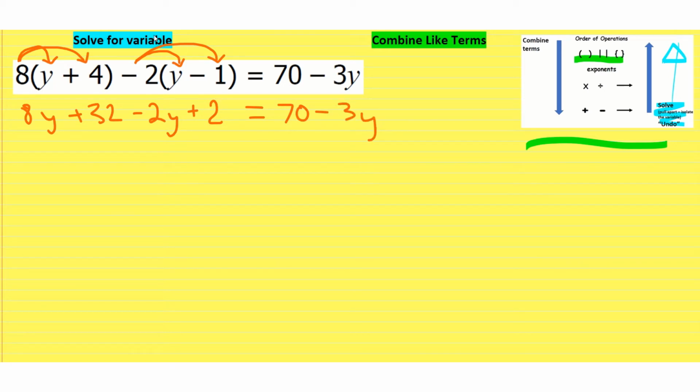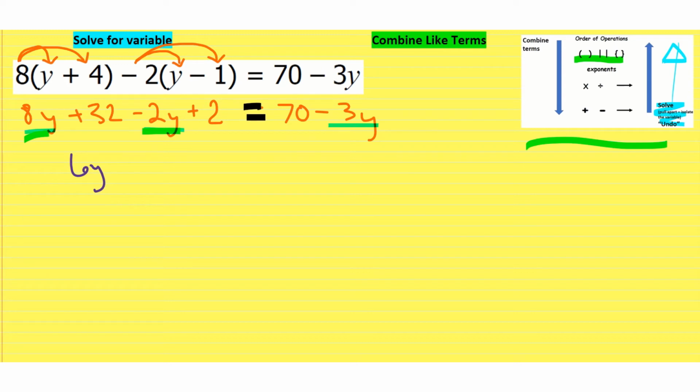Okay, so my next order of business is to combine my like terms. So I have a y term right there, which is a variable term. I have a y term right there and a y term right here. So again, my goal is to keep everything balanced and equal. So I want to figure out how to get the -3y over to the other side with the other two y terms. Before I do that, let's combine the two y terms on this side. Okay, so I've got 8y minus 2y. 8y minus 2y gives me 6y.